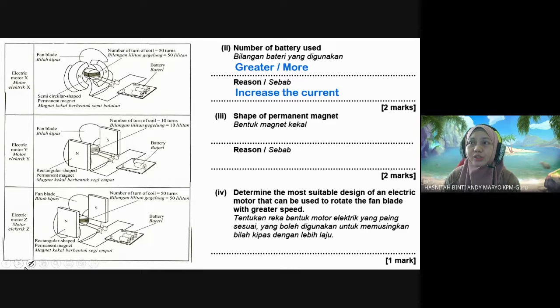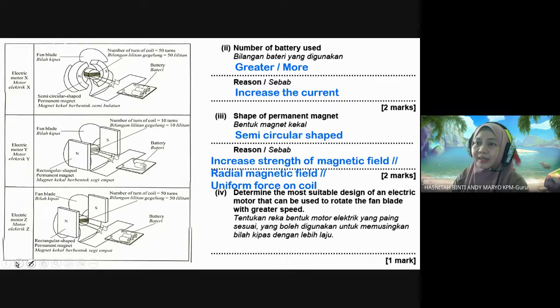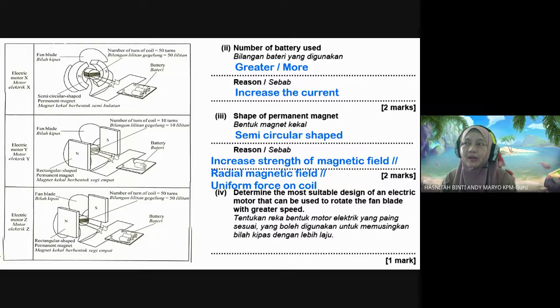Then the shape of the permanent magnet. So which one? Semicircular or rectangular? I mentioned just now, we choose the semicircular. Why? Same reason as before. It produces uniform force on the coil, or produces a radial magnetic field, or you can say it increases the strength of the magnetic field. Okay. So which is the most suitable design? So we choose motor X. We can just write X, no problem. Motor X is the best choice, according to all the characteristics listed before.